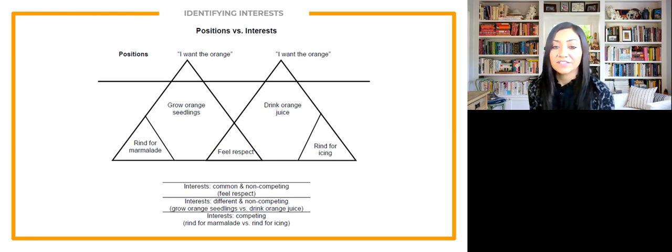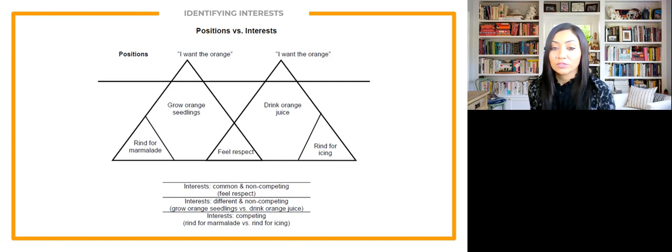Both people want to feel respected, which is a common and non-competing interest, so there is no conflict here. Person A wants the seeds from the orange, and person B wants the juice. These interests are different, but also non-competing, and again, there is no conflict here.